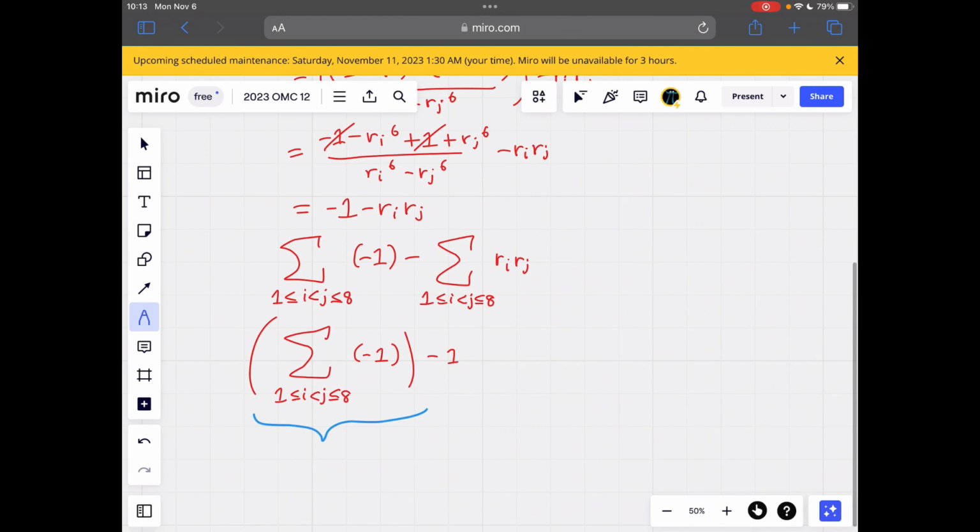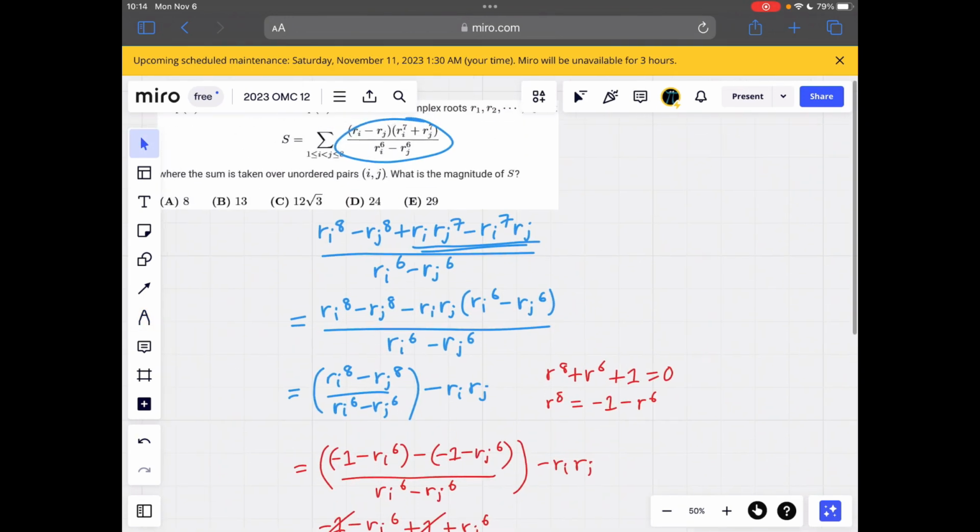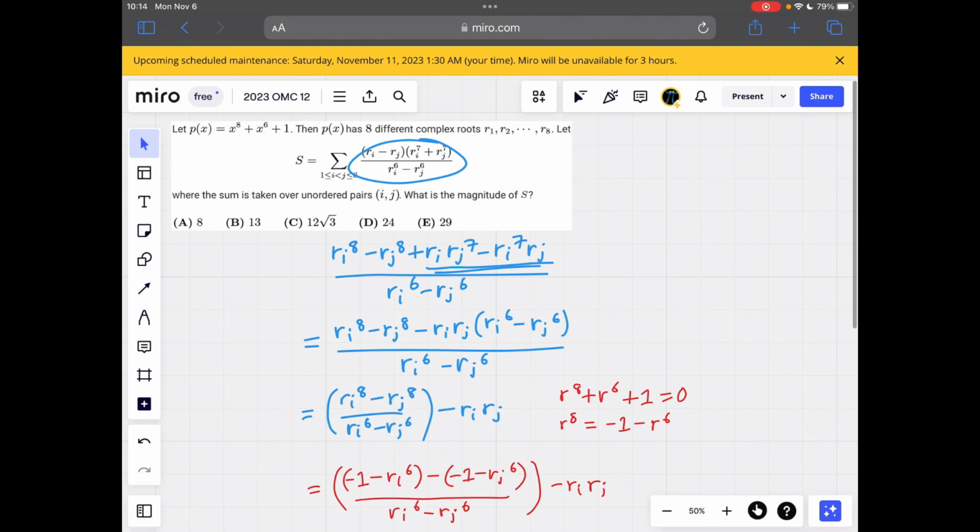This value on the left can be computed pretty easily. Well, there are 8 choose 2 pairs i and j, because i is less than j, and they're both between 1 and 8. So that's just the number of ways to select 2 integers, i and j, between 1 and 8, and that's just 8 choose 2. And each time, we're adding negative 1. So this is just negative 8 choose 2 minus 1, which is negative 28 minus 1, and that's equal to negative 29. They want us to find the magnitude of s, and the magnitude of negative 29 is equal to 29.